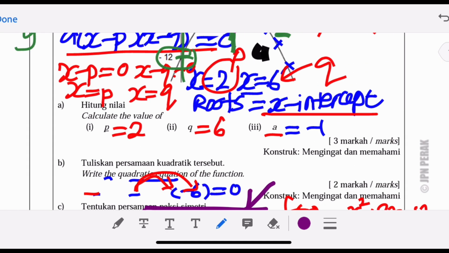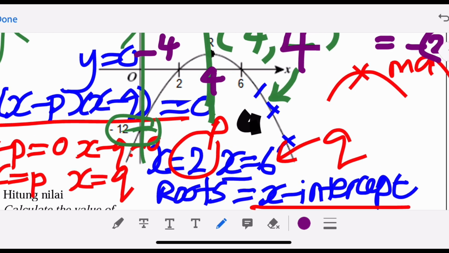And then one more thing for quadratic function. When you have a quadratic function that cuts the x-axis, you can find the roots and it will become an equation at those 2 points. Okay, it becomes a quadratic equation.